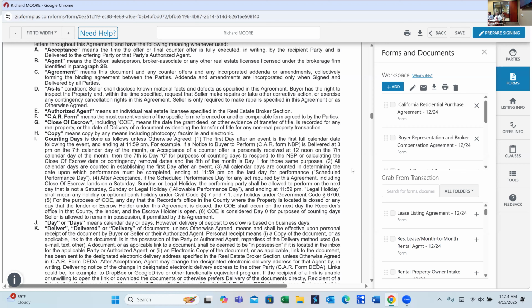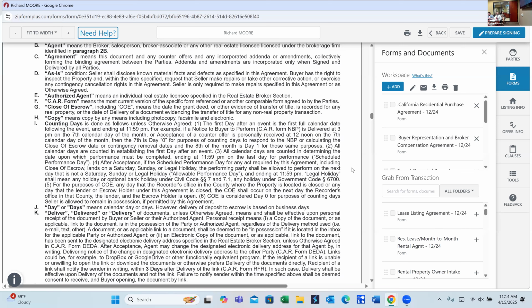So counting days, once again. If we accept today, tomorrow's day 1. Same thing when counting the days for the contingency period. So accept it today, tomorrow is day 1, and we're counting down the days to remove contingencies.